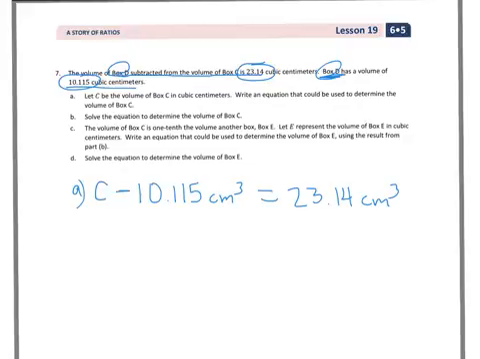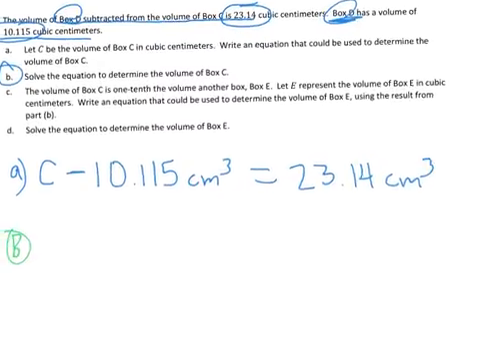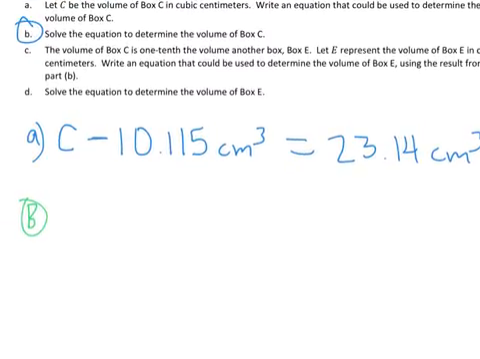Now, what we have to do is, for B, solve the equation to determine the volume of box C. I'm going to zoom in for this one so I can get a little bit more space. So I have C minus 10 and 115 thousandths centimeters cubed equals 23 and 14 hundredths centimeters cubed. Now, I'm going to show it vertically. You can show it horizontally or whichever way you would like.